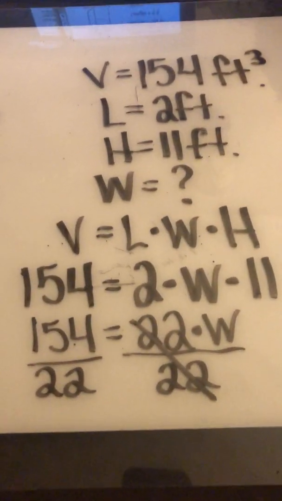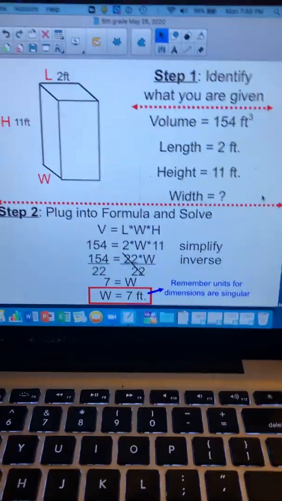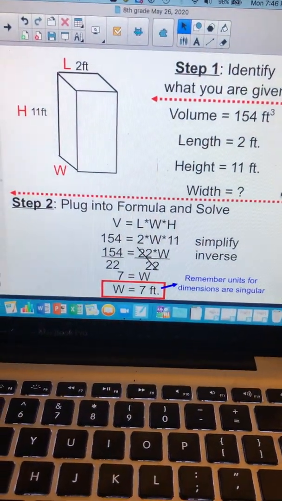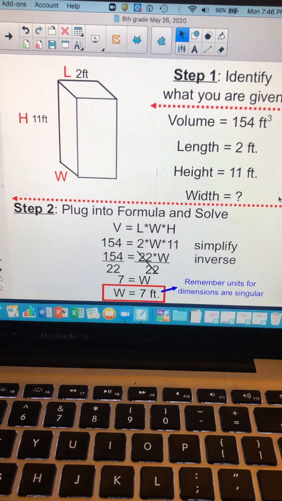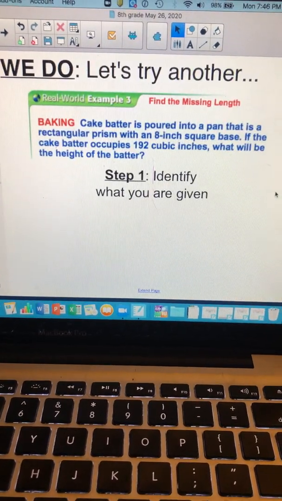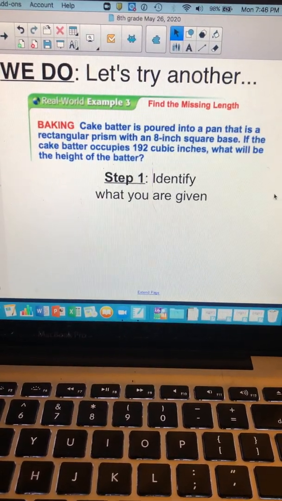Okay? So this should be familiar to you guys. Like I said, we did do this in the earlier part of the year, and I feel like rectangular prisms are the easier of the prisms. So it should seem pretty familiar, okay?